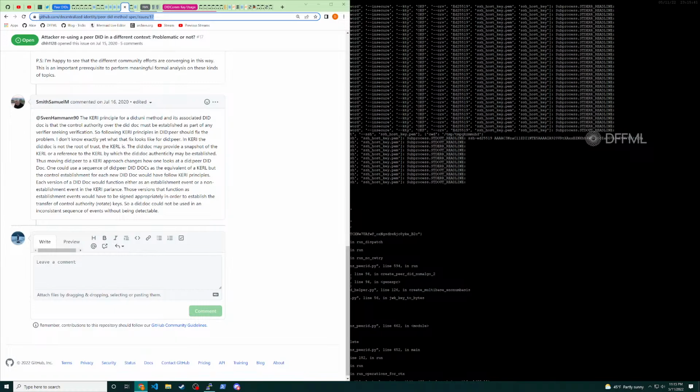In KERI the DID doc. Okay, so following KERI principles in DID peer should fix the problem. I don't know exactly what the fix looks like yet for DID peer.